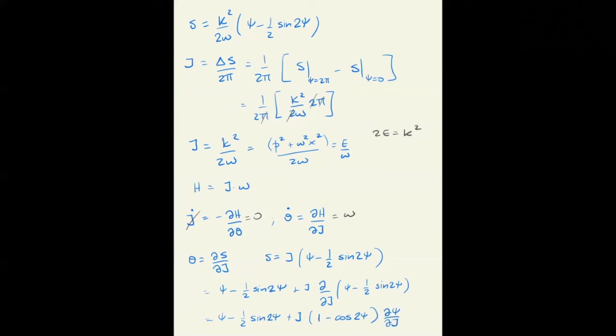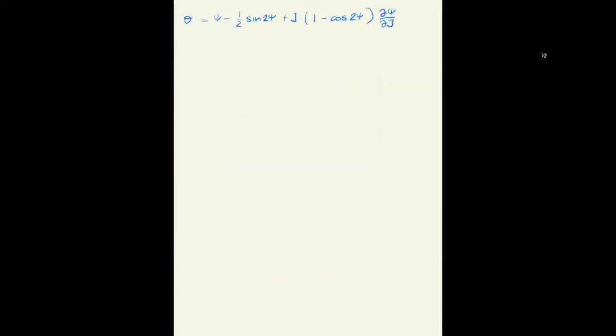So what is the derivative of psi with respect to j? To find that, let's go back to our equation for x as a function of psi, which was this one, and we picked the negative. Isolate cosine psi, and use the fact that the energy is k squared over 2. So then cosine psi is equal to minus omega over the square root of twice the energy, times x. And the energy was the action times omega. So substitute that, and then we have that the cosine psi is equal to minus the square root of omega over twice j times x.